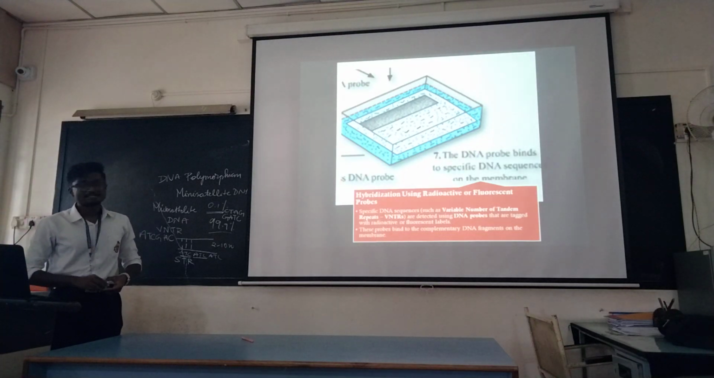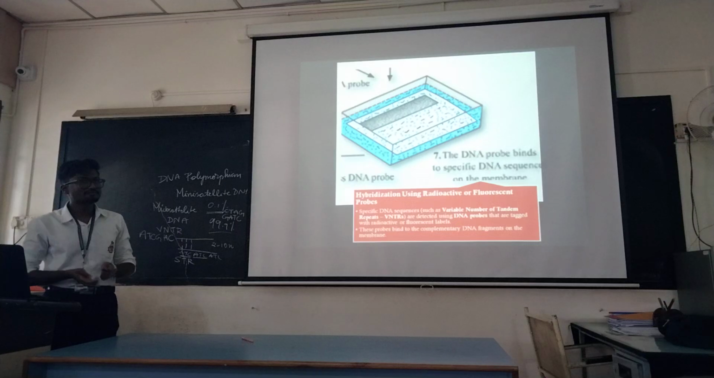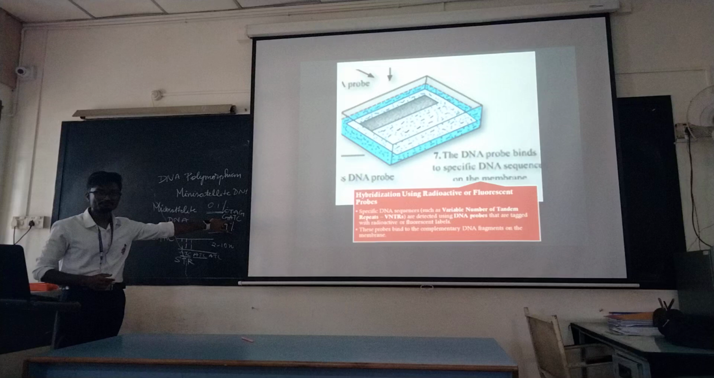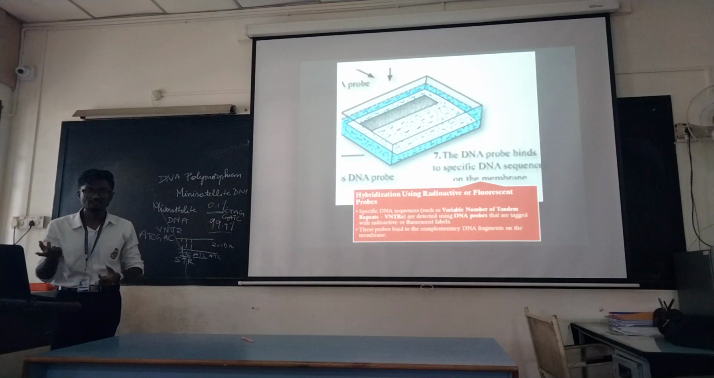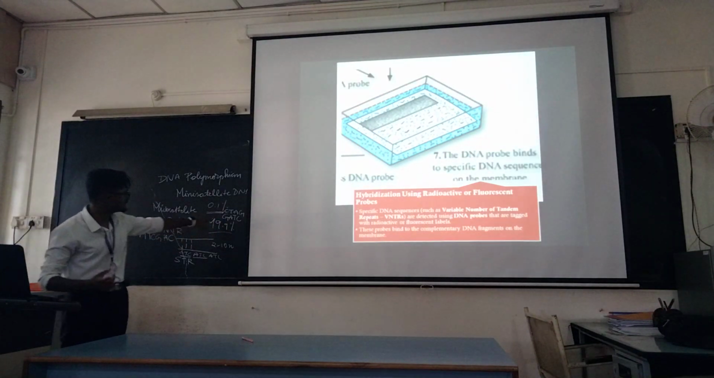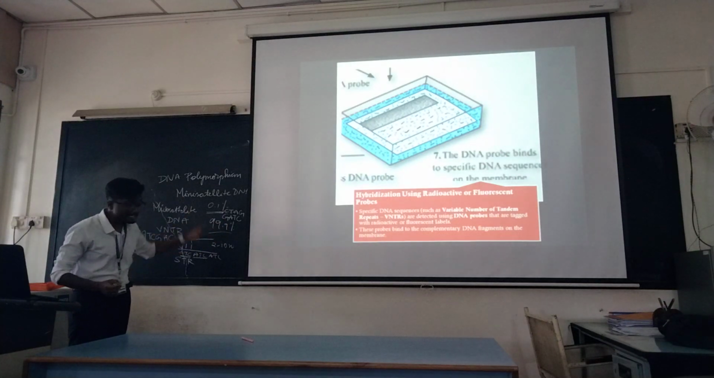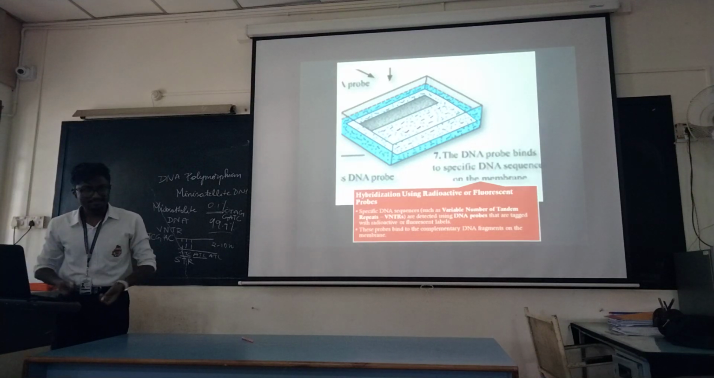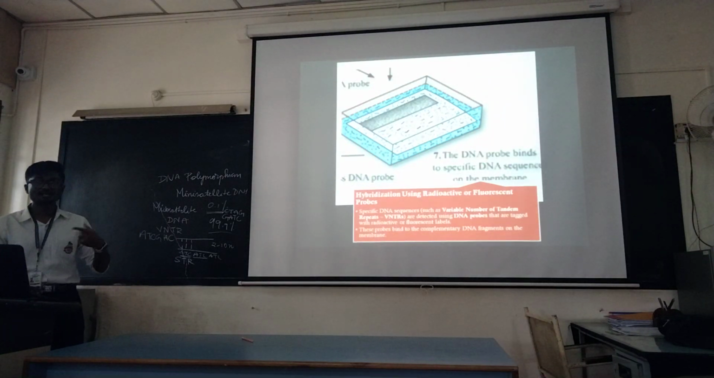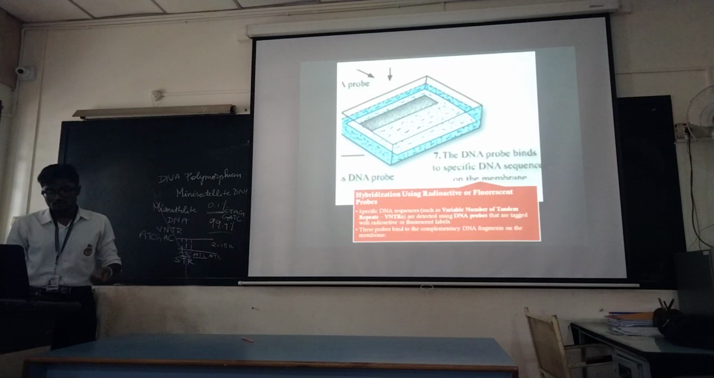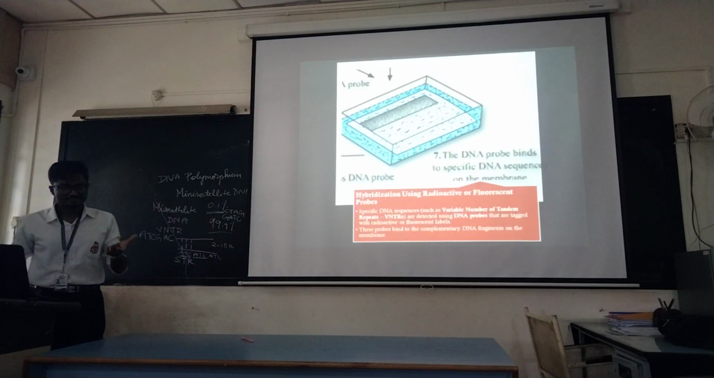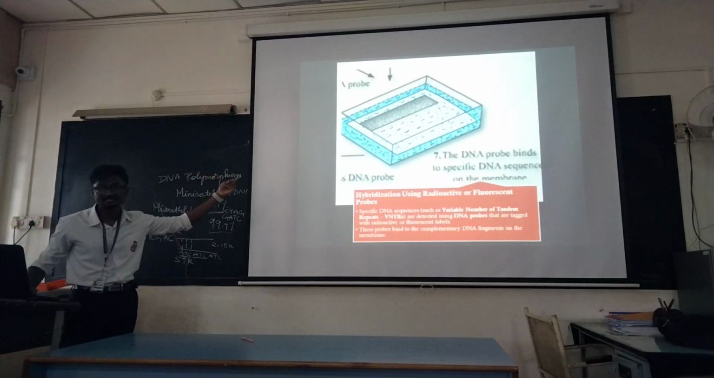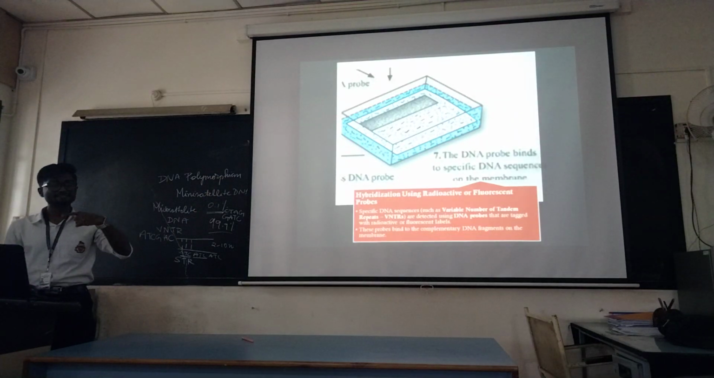So we add the probe here, and that probe goes and binds to that repeating sequence. The complementary strand in the probe goes and binds to this sequence. And that probe is radioactively labeled with phosphorus or some radioactive element, or it is fluorescently labeled. Why? Because we label it with a radioactive element so that we can visualize it. We cannot see the bands right now; the picture shows bands only so you can understand, but we cannot visualize that band right now.